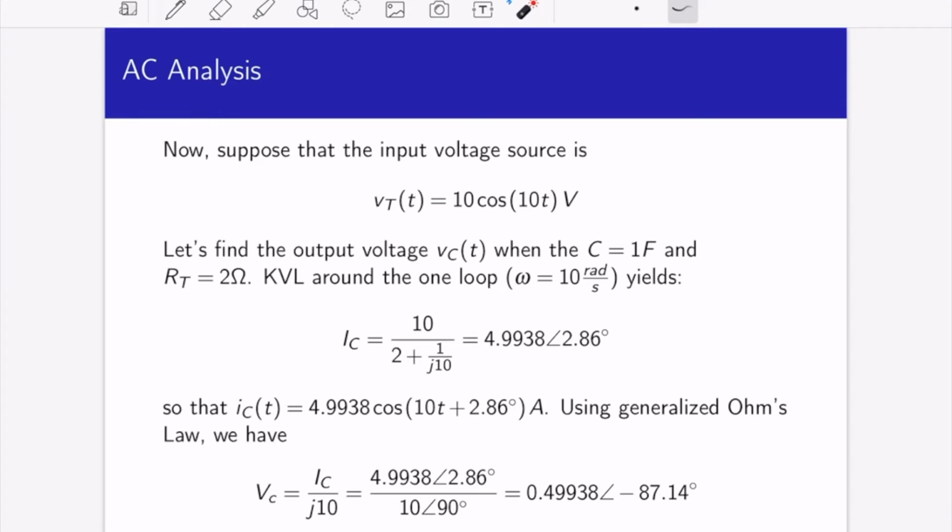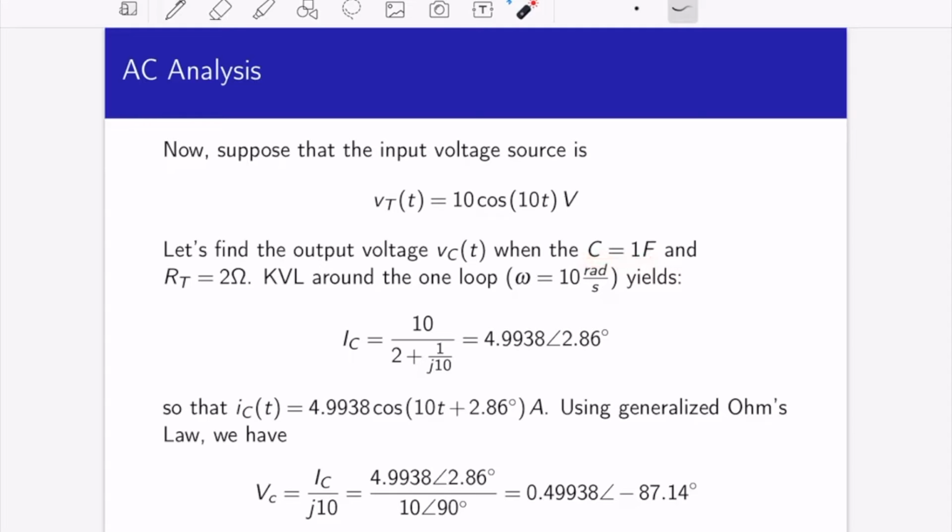Now let's see what happens when we use a particular voltage source. Suppose our voltage source is V(t) is equal to 10 cosine 10t. So our amplitude is 10 and our value of omega is 10 radians per second. Perhaps we want to know what the value is of V_C(t) when the capacitor is 1 farad and the resistance R_t is 2 ohms.